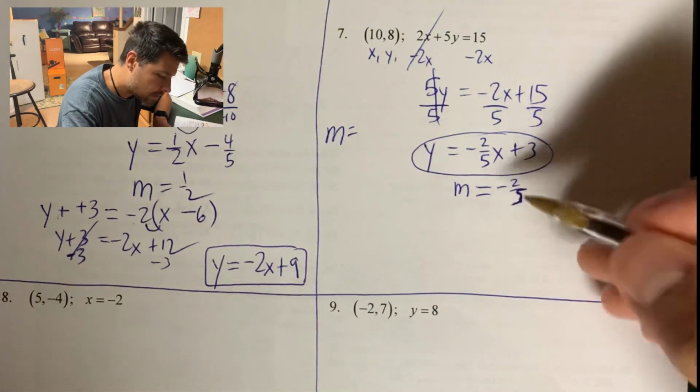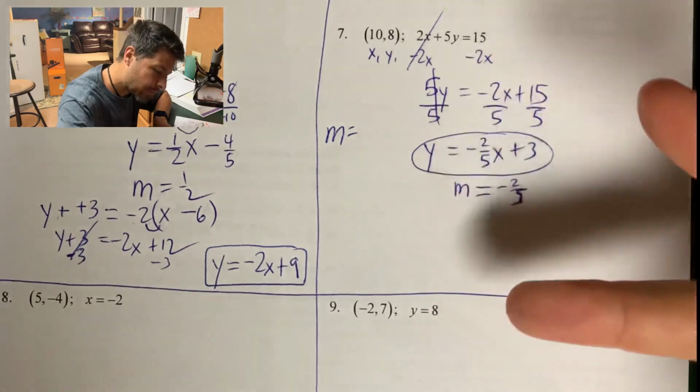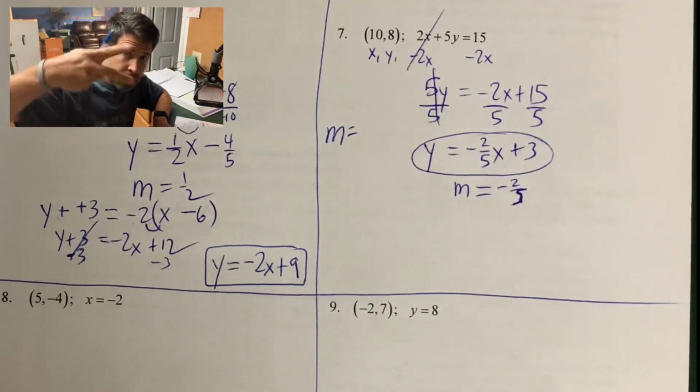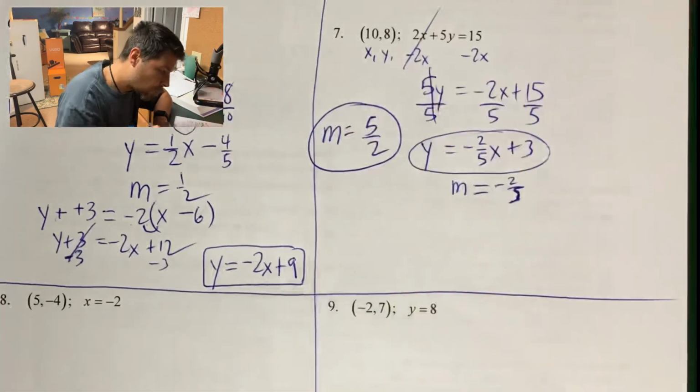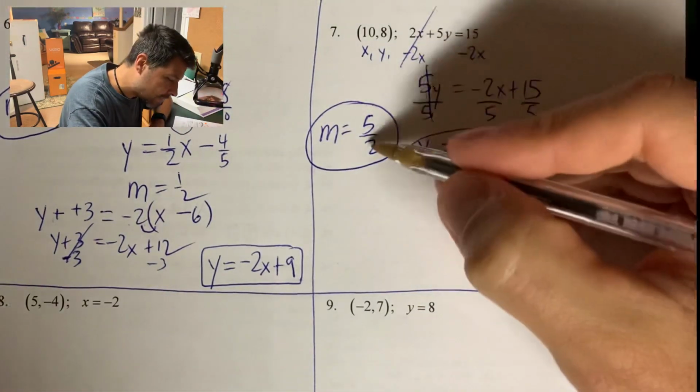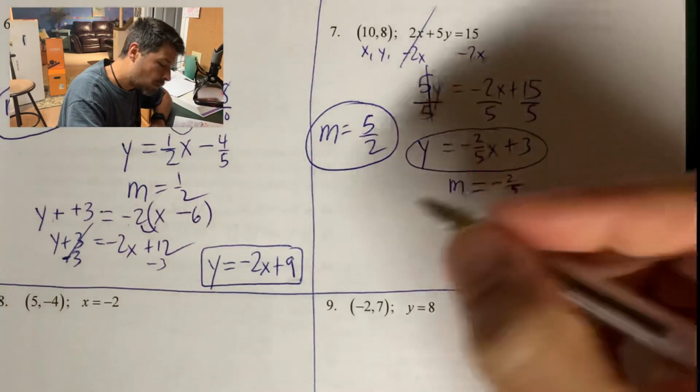Opposite of negative is positive. Take 2/5 and flip it over, and that becomes a positive 5/2. This is the slope that we want. So now we're home free if we take the slope and the point and we plug it into point-slope form.